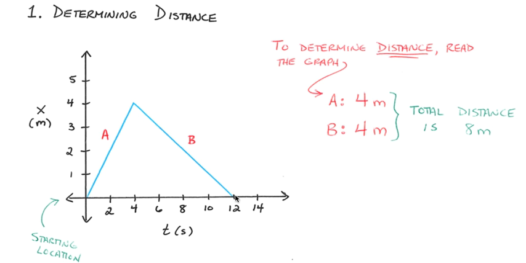It took them 12 seconds to do so. They went forward and backwards, but just determining distance, 4 meters forward, 4 meters backwards. Distance tends to be the easiest to get from these types of graphs.